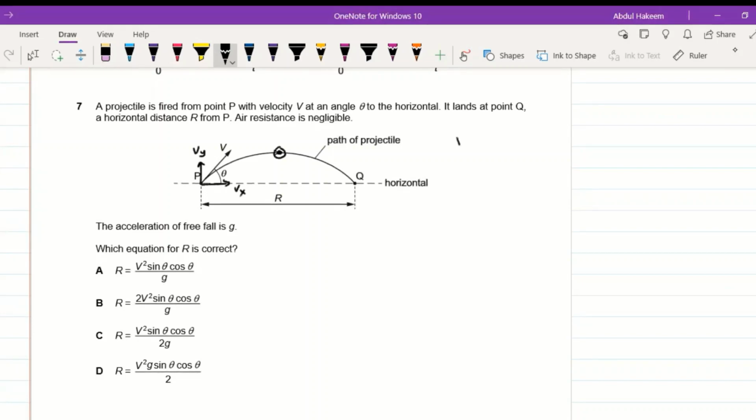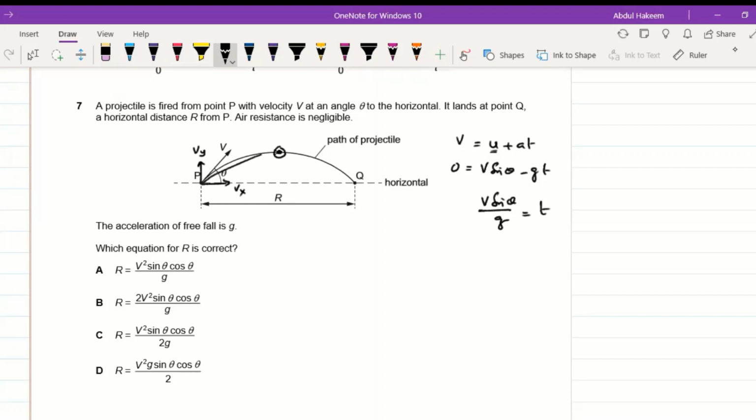So vertically, v = u + at. The final vertical velocity is 0, and the initial vertical velocity is v sin θ, and it's going up, so minus g into t. So v sin θ over g is the time to reach the top. And the total time taken from P to the top and then from the top to Q will be double this.